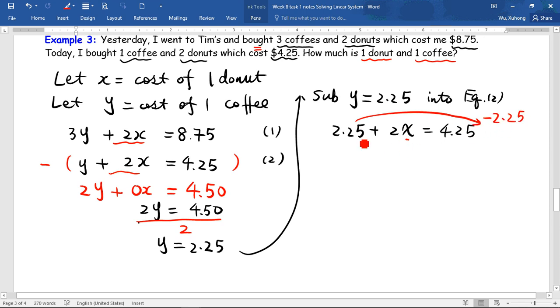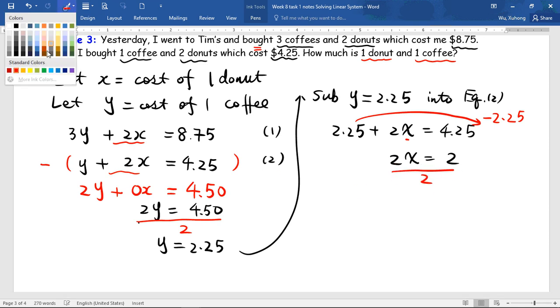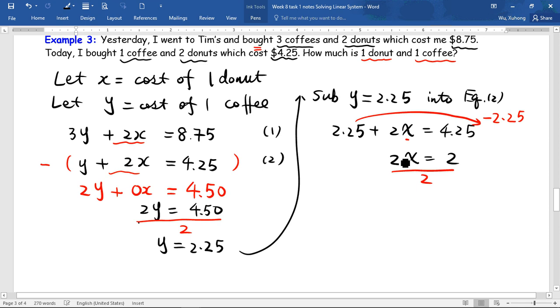So plus 2.25 moves to the other side as minus. Then you will have 2x equals $2. Then we want to solve for x. We move the 2 to the other side by doing the opposite operation, which is division. 2 times x moves to the other side as divided by 2 on both sides. So 1x equals $1. Okay, then we have x and y solved. We could answer the question.